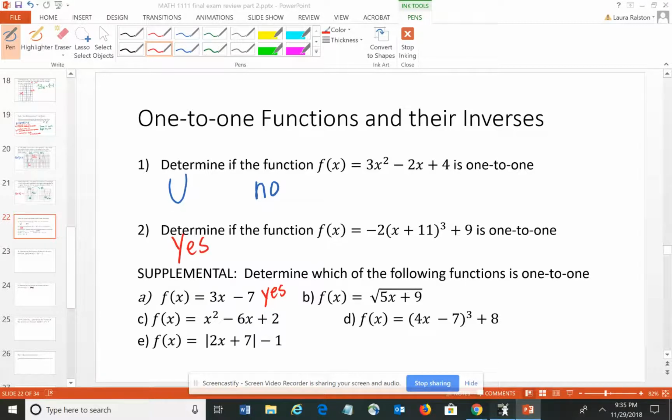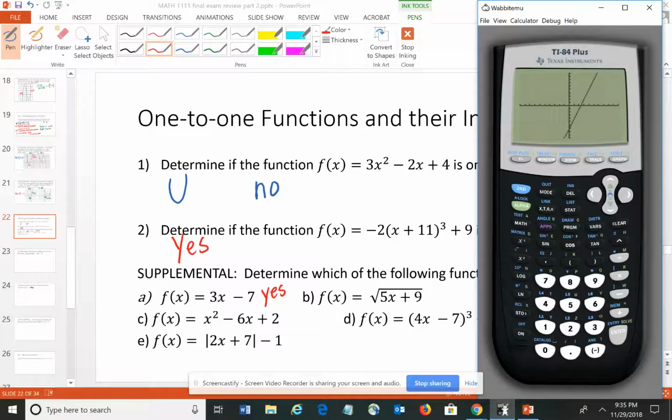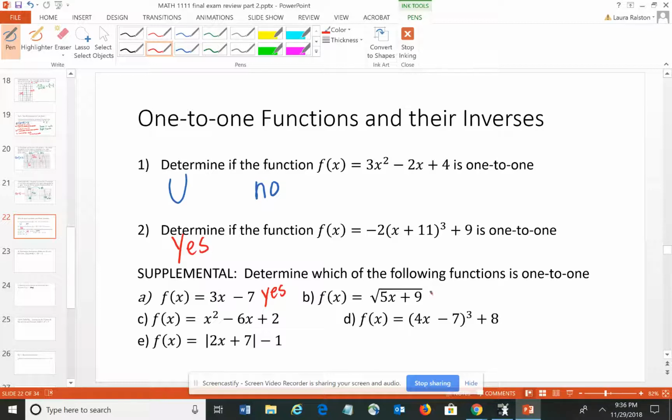Then if I move on to letter B, we have the square root of 5x plus 9. Again, if you're familiar with your basic graphs, you know that pretty much any square root is also going to be one-to-one. So again, we would say yes.